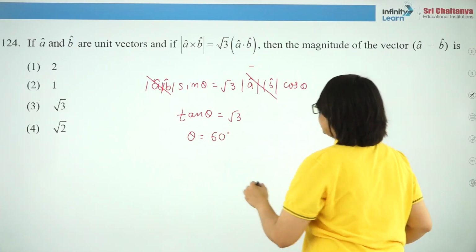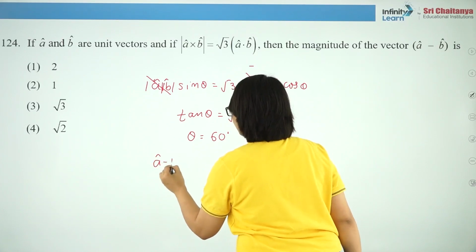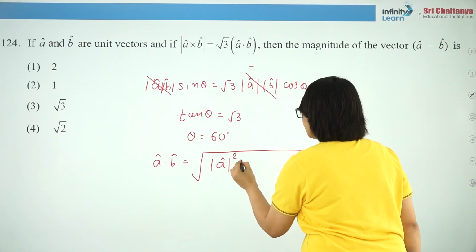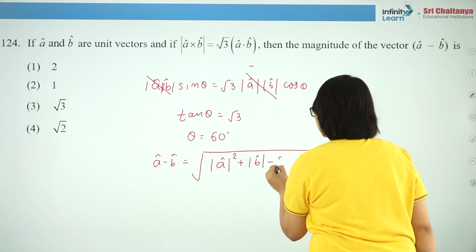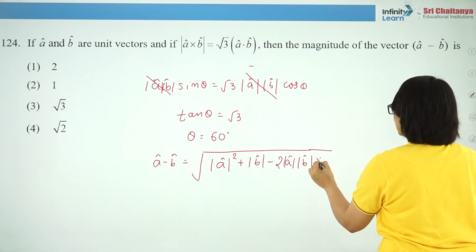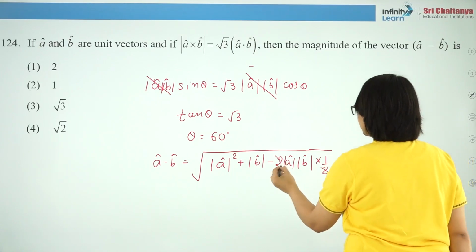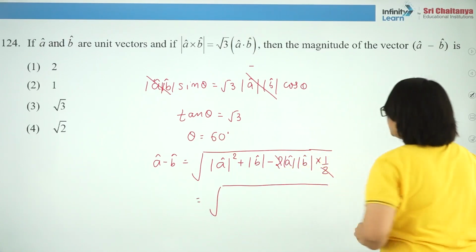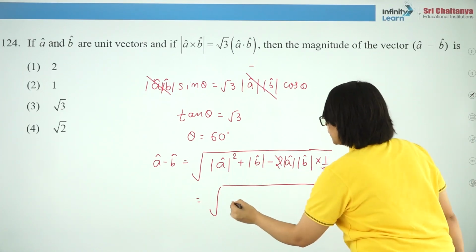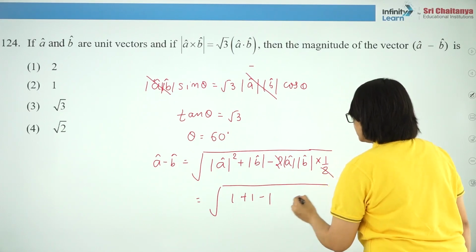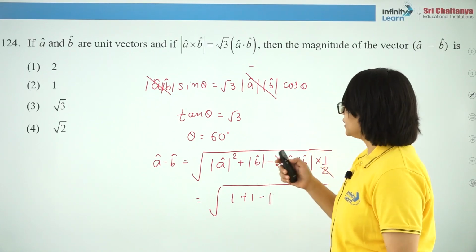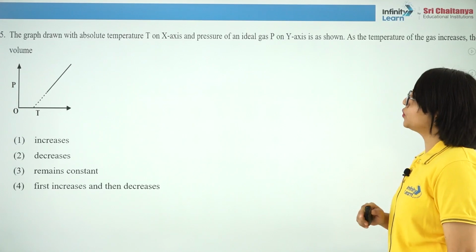Now, we need to find the magnitude of A cap minus B cap. So, it will be under root of magnitude of A cap square plus magnitude of B cap square minus 2 magnitude of A cap into magnitude of B cap into cos 60 degree, which is 1 by 2. So, this will cancel this. Since A cap and B cap are unit vectors, magnitude of A cap and B cap will be 1. So, it is 1 plus 1 minus 1, which is under root 1, and the magnitude will be option 2, which is 1.